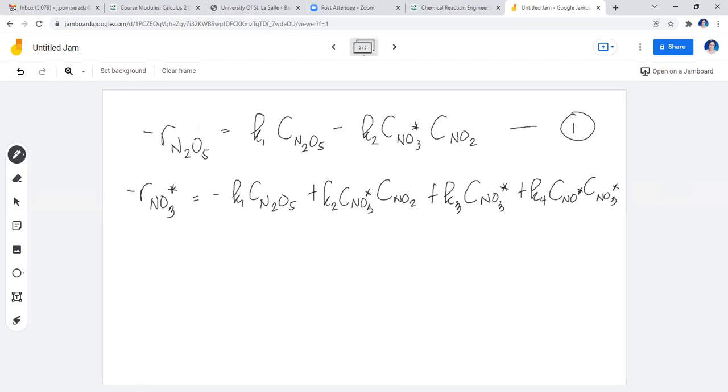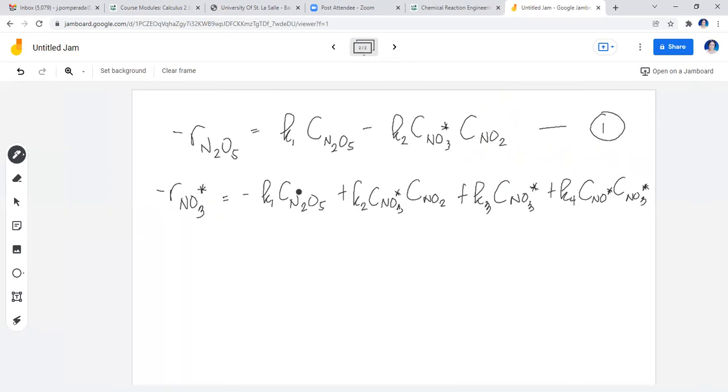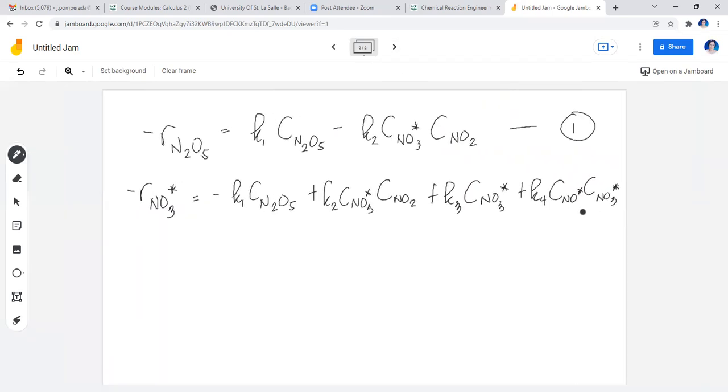CNO3 asterisk. So in this net rate of reaction of nitrogen trioxide, you have 4 terms, primarily because in all of our reactions, NO3 is present. Okay, you have NO3 here as product, you have NO3 here as reactant, the same thing with the third and the fourth reaction.